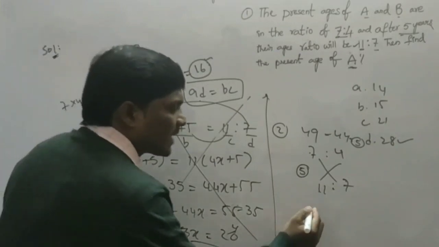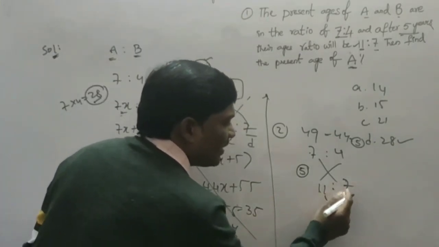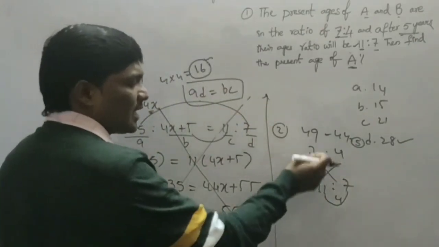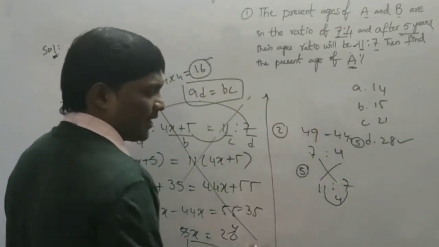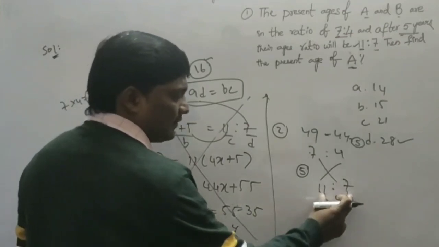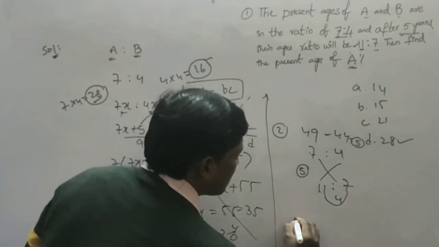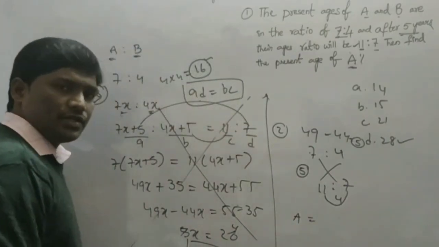And the second step is to check the difference. 11 and 7, the difference is how much? 4. So the first step is cross multiplication, and the second step is to check the difference. Then the third step: find out the age.